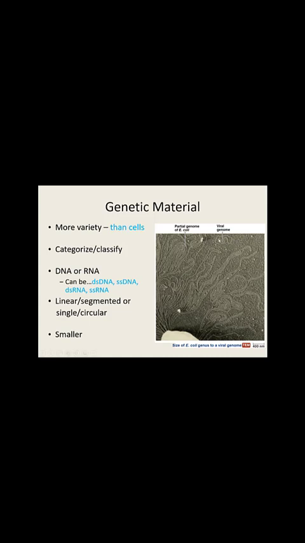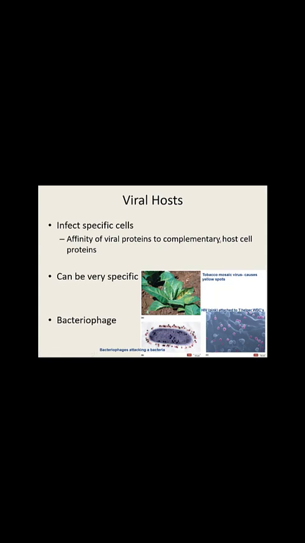Now, the hosts that viruses infect are usually very specific. They have very specific proteins on the outside surfaces of the viruses that recognize very specific cells and very specific hosts. So they use those proteins to recognize and attach to and infect very specific host cells. This is showing a virus that's causing this yellowing, called the tobacco mosaic virus, that causes yellow spots. It's a virus that infects a very specific plant, the tobacco plant.